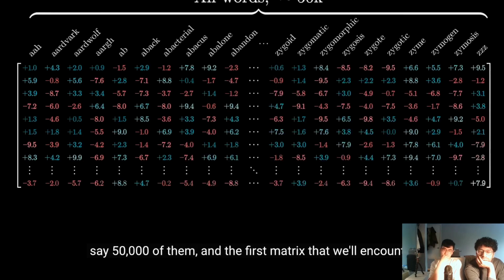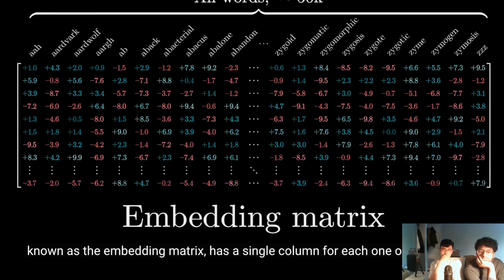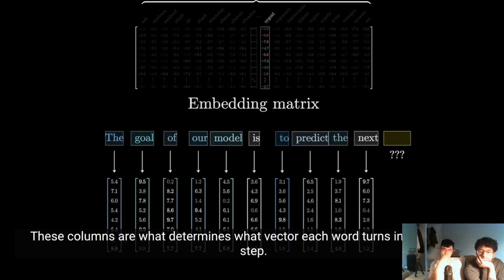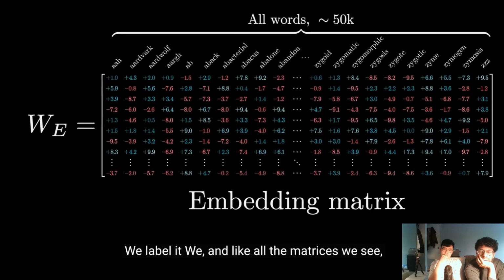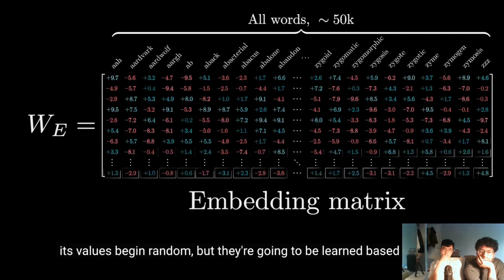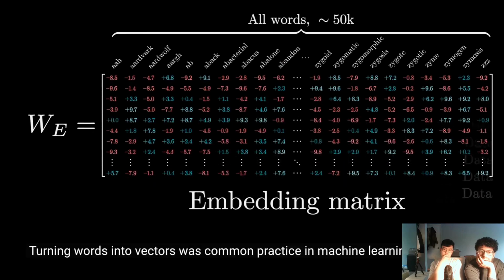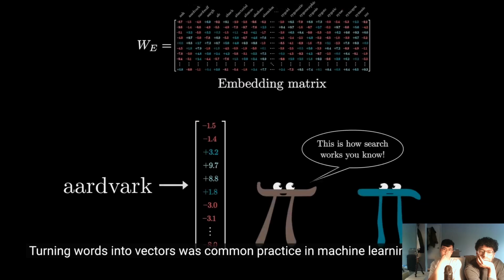The model has a predefined vocabulary, some list of all possible words, say 50,000 of them, and the first matrix that we'll encounter, known as the embedding matrix, has a single column for each one of these words. These columns are what determines what vector each word turns into in that first step. We label it WE, and like all the matrices we see, its values begin random, but they're going to be learned based on data.